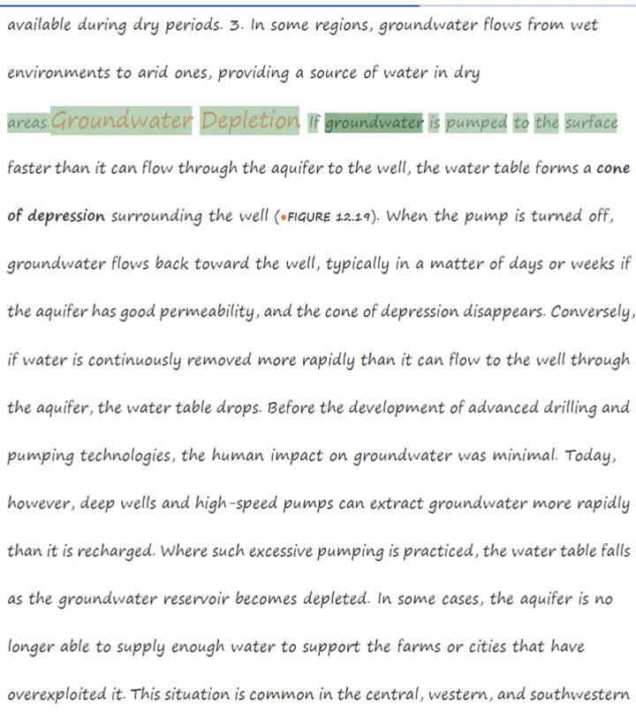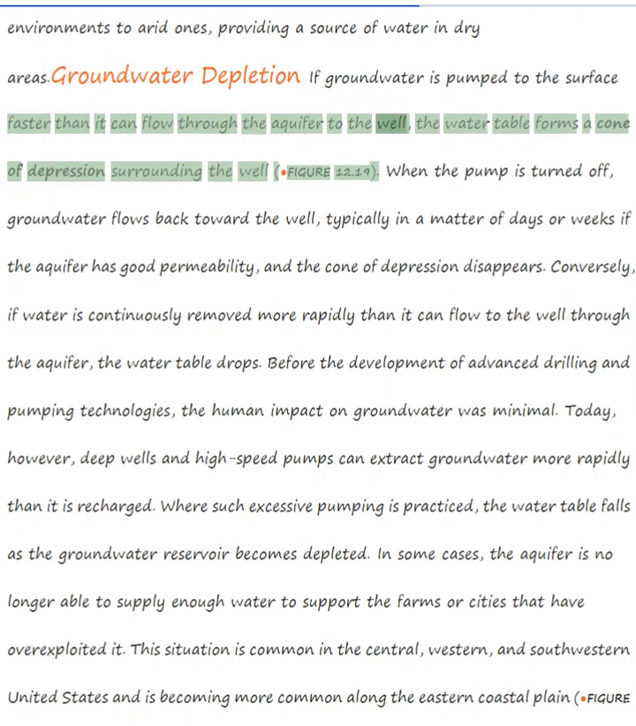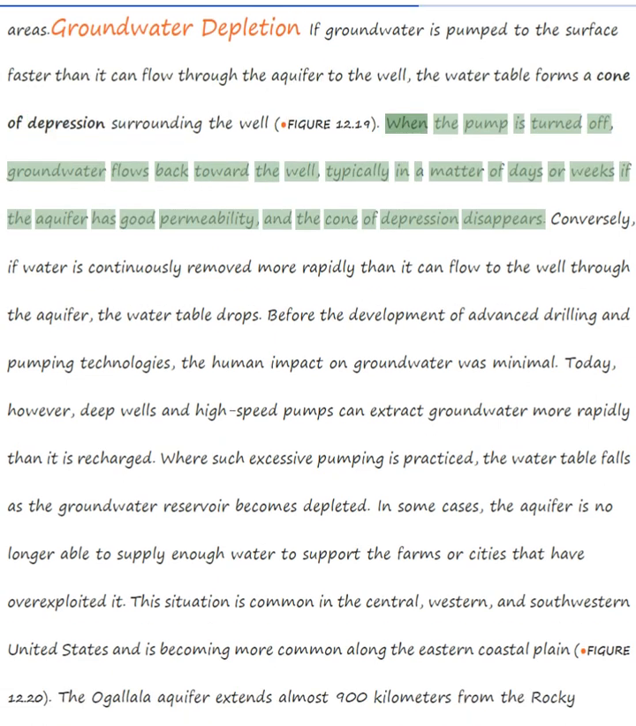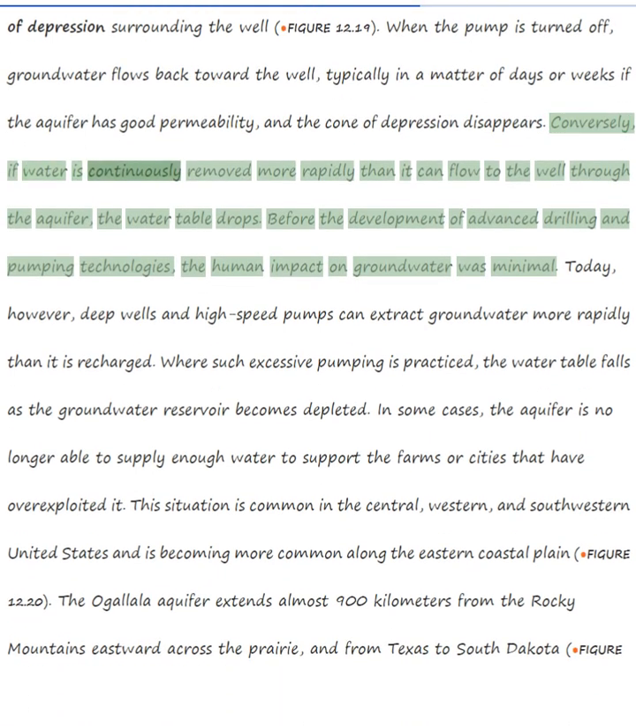Groundwater depletion. If groundwater is pumped to the surface faster than it can flow through the aquifer to the well, the water table forms a cone of depression surrounding the well. When the pump is turned off, groundwater flows back toward the well, typically in a matter of days or weeks if the aquifer has good permeability, and the cone of depression disappears. Conversely, if water is continuously removed more rapidly than it can flow to the well through the aquifer, the water table drops. Before the development of advanced drilling and pumping technologies, the human impact on groundwater was minimal.